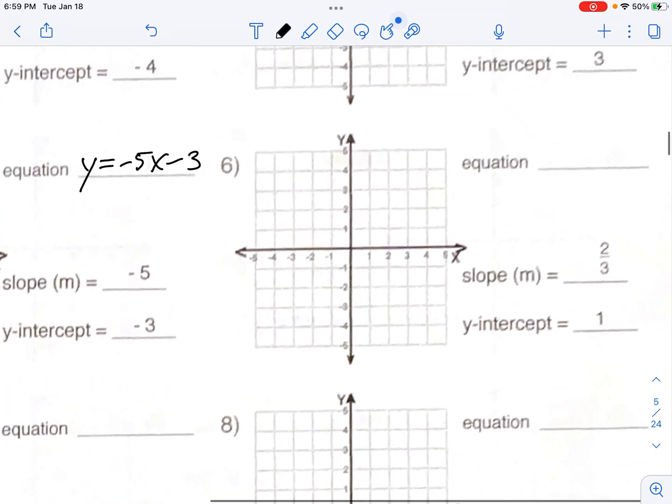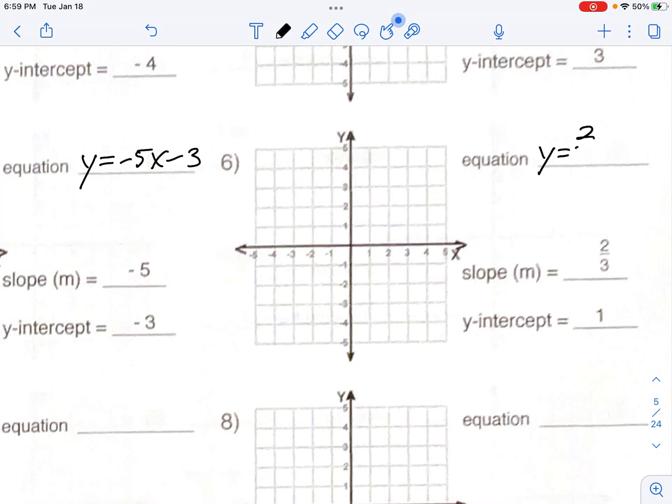Number 6. So slope goes in front of the x, y-intercept goes behind, and then I put plus 1 because, guys, that's a positive, all right? If it was negative, then I'd obviously put minus 1, all right? So put plus 1. We're going to go up 2 and right 3. We can't get another one on the graph, so let's go backwards. Go back to the y-intercept, go down 2, and left 3. Like so. And then draw your line.